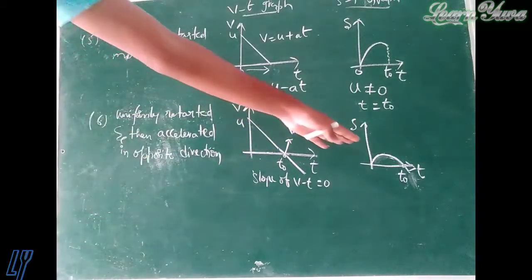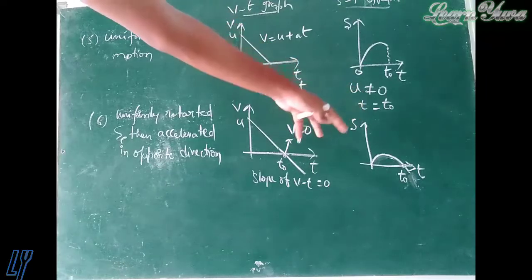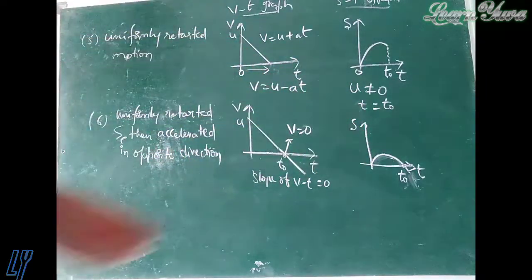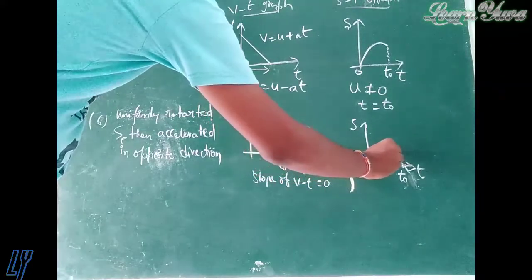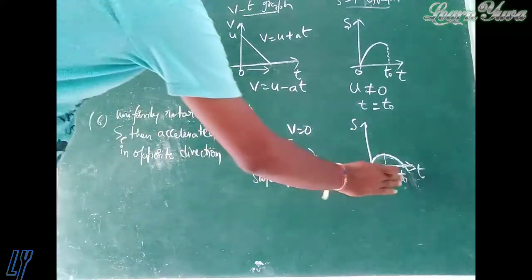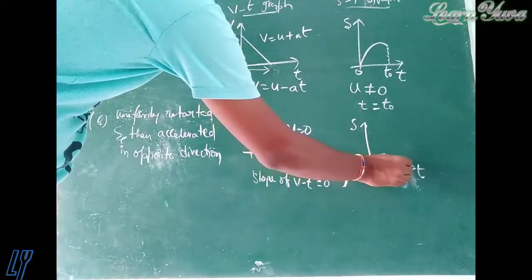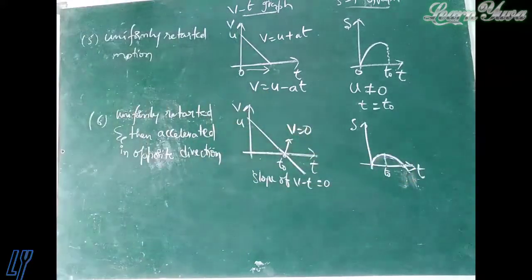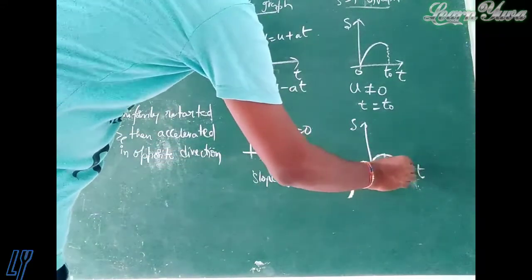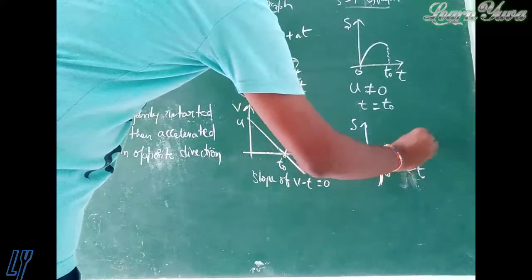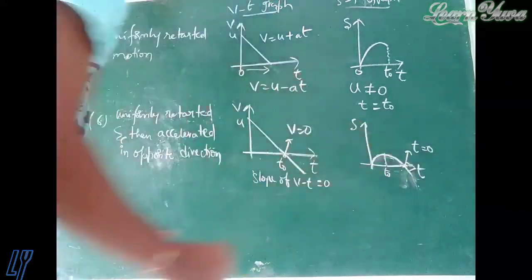Okay, so coming to this displacement-time graph. Here at the time of starting, the velocity goes on increasing. Up to here the velocity increases. From here to here the velocity goes on decreasing, and then increases in the opposite direction. So after reaching the time 0, the velocity goes on increasing.